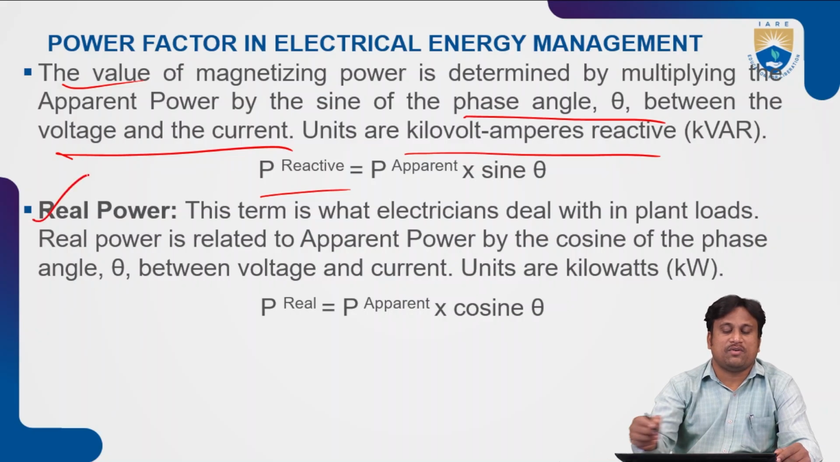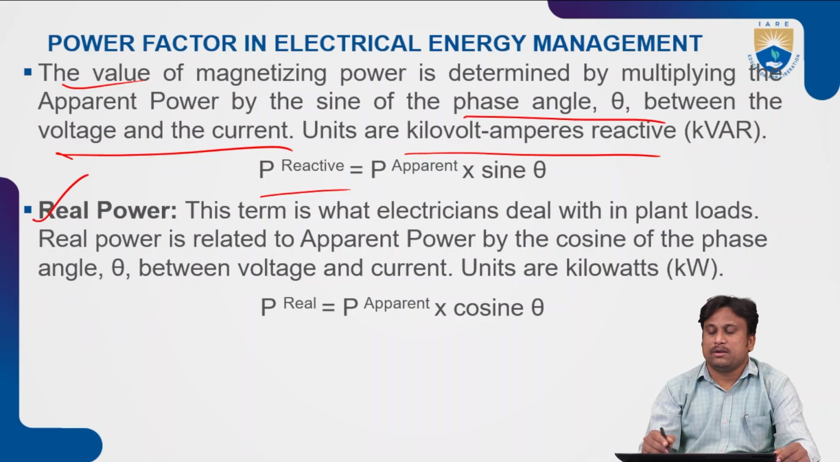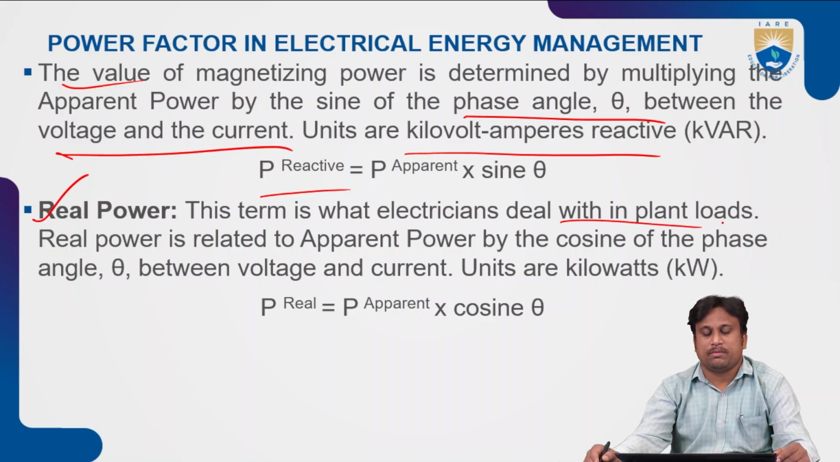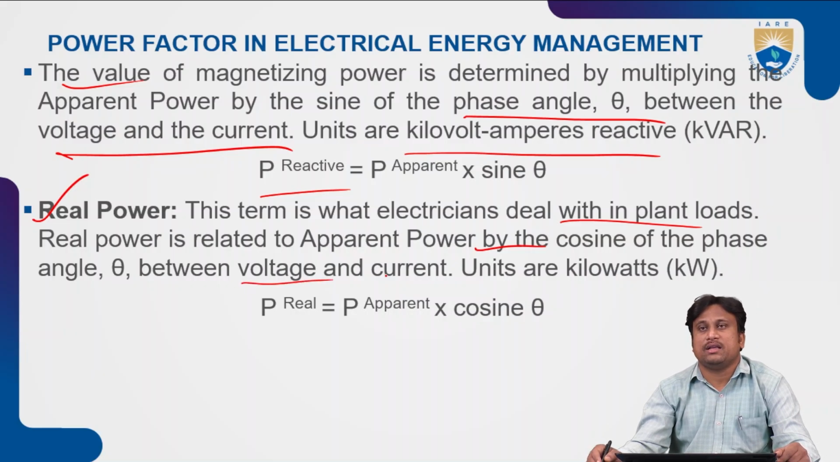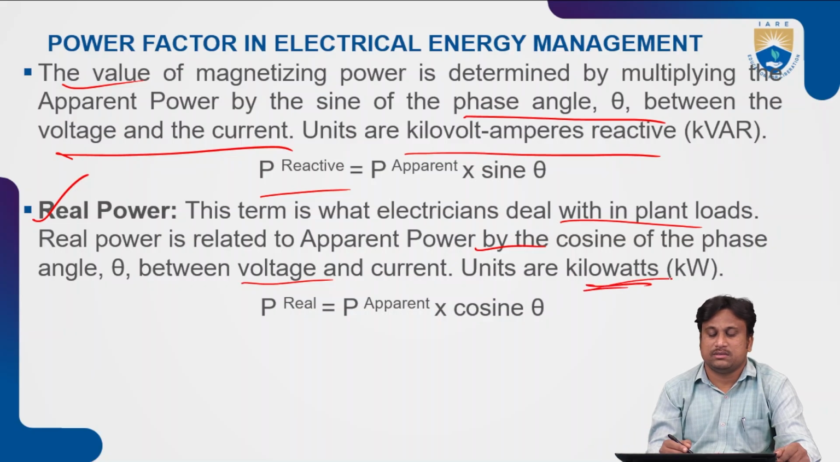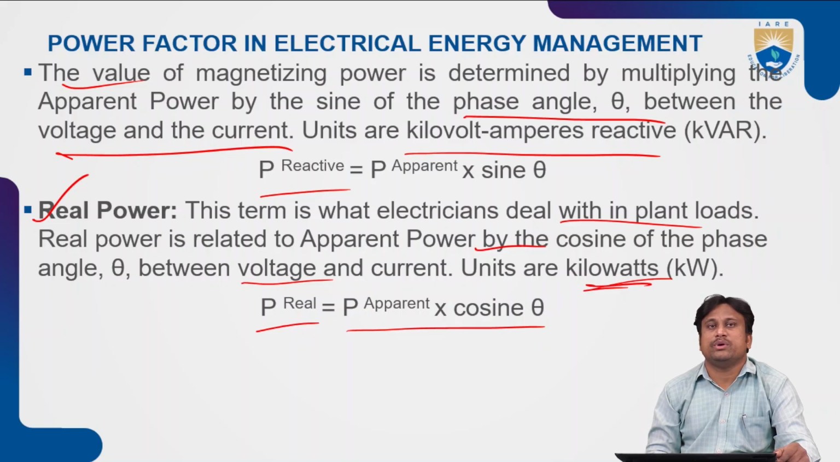Coming to real power, this is the term electricians deal with in considering plant loads. Real power is related to the apparent power by the cosine of the phase angle theta between voltage and current. Units are kilowatts. So real power equals apparent power times cosine of the angle theta.